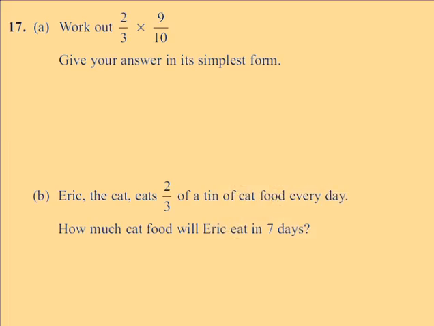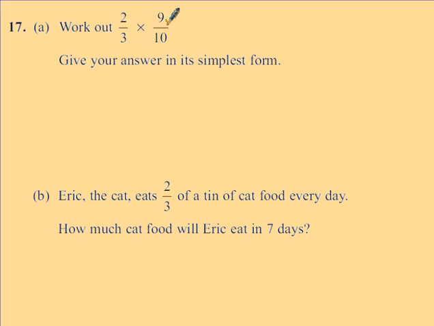Okay, our next question here is to do with multiplying fractions. So all we need to do for the first one is to multiply our answer and give it in its simplest form. So we know that when we multiply fractions, we can just multiply the tops and multiply the bottoms. Now, it would be sensible for us to look to see if we could simplify this straight away. But let's say you haven't done that.